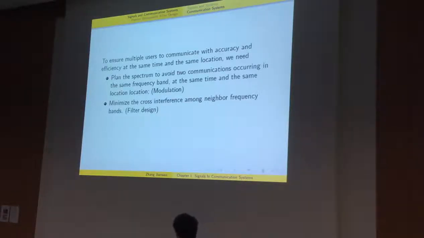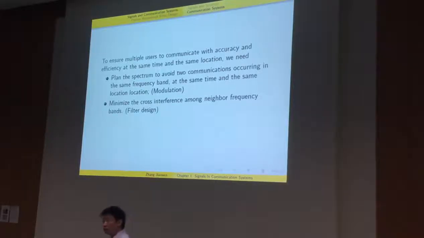Just now, we tried to move different people's spectra to different bands by using modulation. But still, these two bands may have some cross interference. They may interfere with each other. So we try to suppress the signal: restrict your signal to your band, and don't extend your signal into other people's bands. This technology is called filtering. That's why we are talking about filter design in the next part.